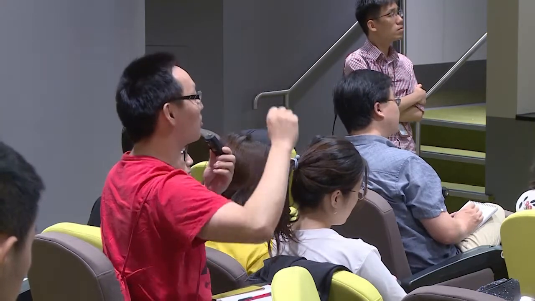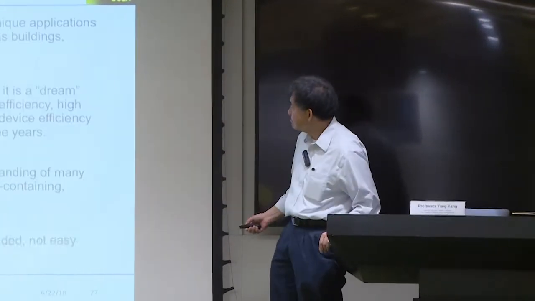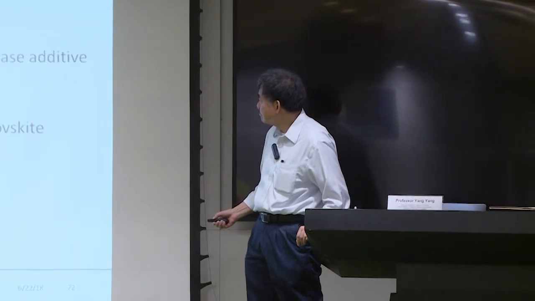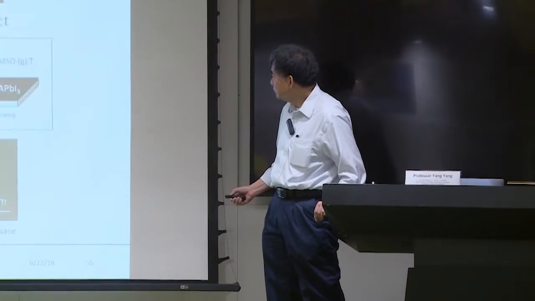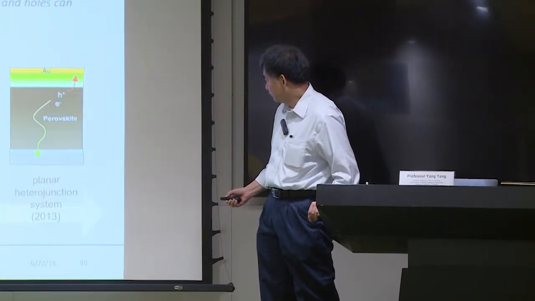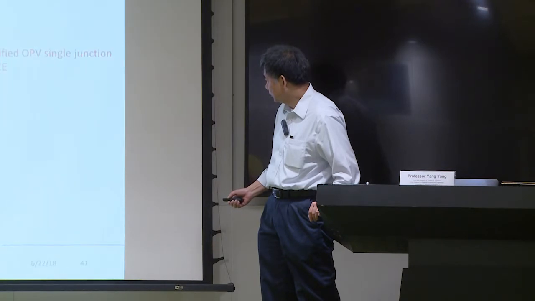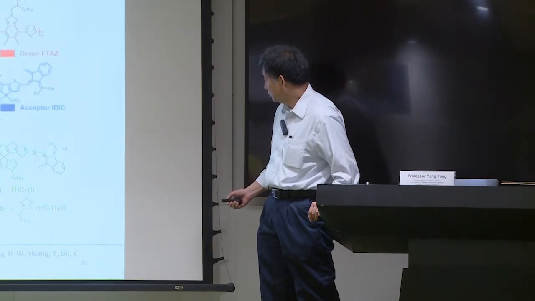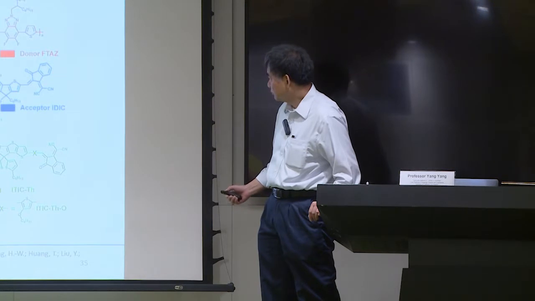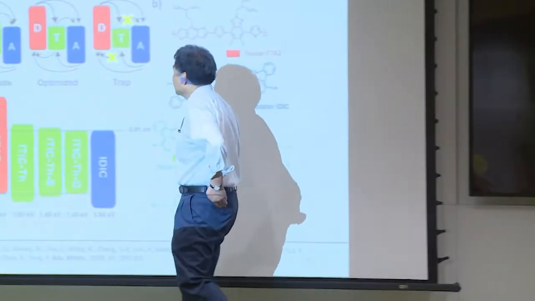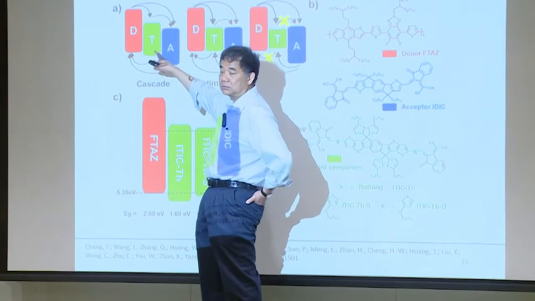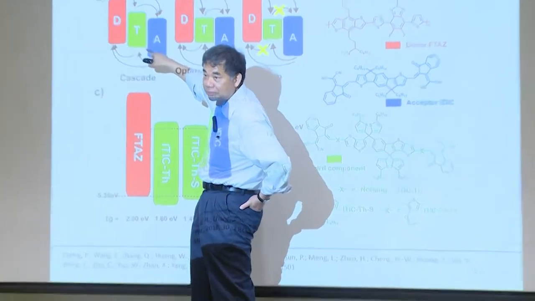Let's go back first. Okay. 35. Yeah, 35. Yeah, I mean, figure 8. Why is the first one not as good as the optimized one? Oh, cascade? Yeah.